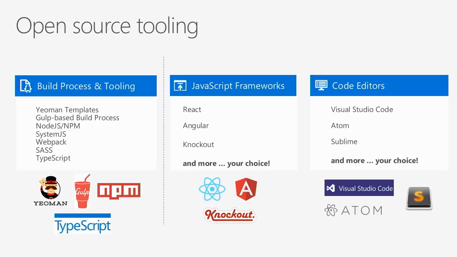So you'll notice this dotted line here. That dotted line sort of represents choice. So the build process and tooling that is provided by the SharePoint framework out of the box is what you get here. Yeoman, Gulp, Node, etc. You can have a bit of flexibility there if you really know what you're doing. But the other side of the dotted line, JavaScript frameworks, code editors, free reign. Choose anything you want, choose what works for you.